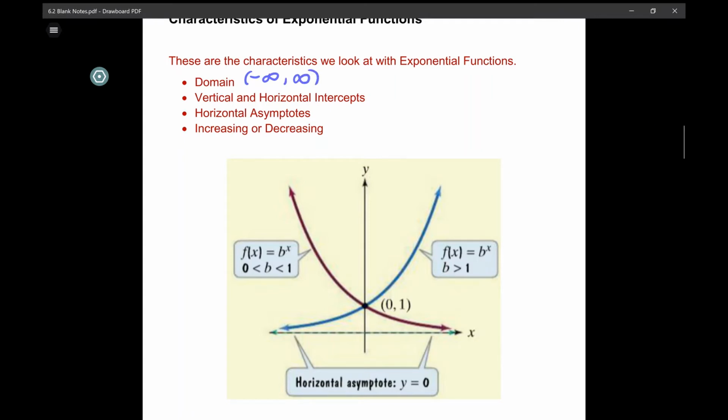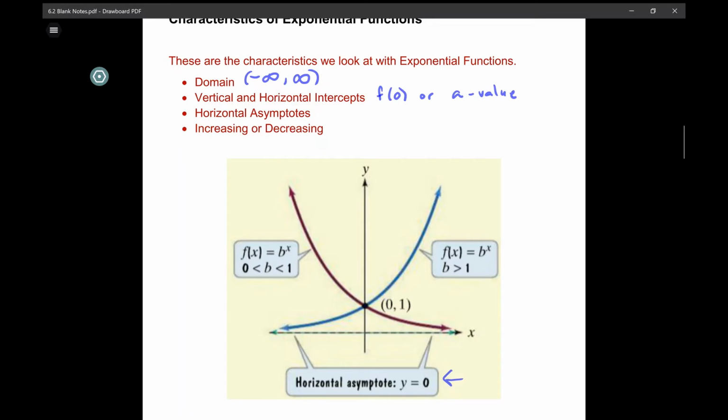All right, how about vertical and horizontal intercepts? Well, unless they're shifted, they're not going to have any horizontal intercepts, but they always will have a vertical intercept. To find that, you simply compute f of 0, or we can also look at the a value. The a value will tell us the vertical intercept. We talked about horizontal asymptotes when we talked about rational functions, and exponential functions also have horizontal asymptotes. If we're just looking at a basic a times b to the x function, the horizontal asymptote is always going to be the x-axis. If we shift it, that horizontal asymptote will shift as well.